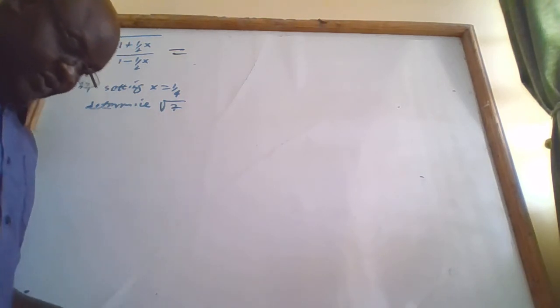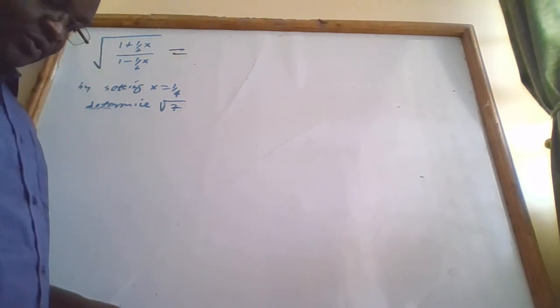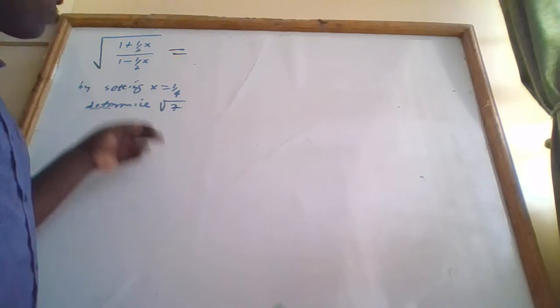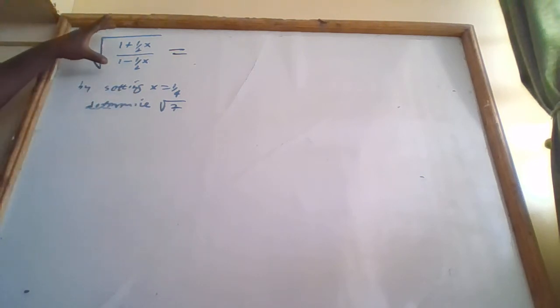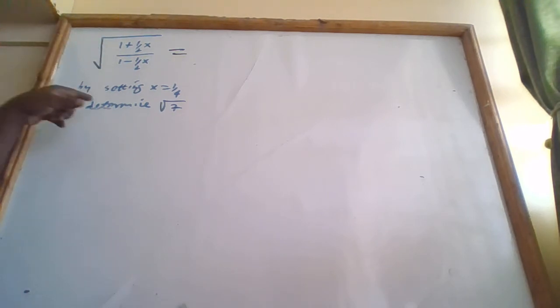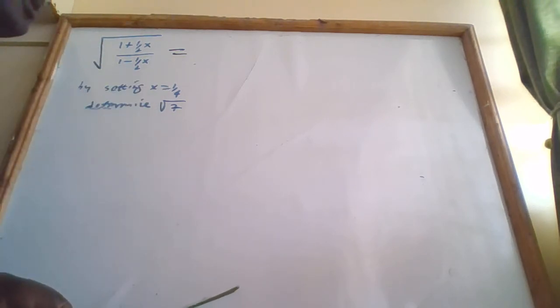So we have this question, 3b Roman 1. They want us to find the first three terms in the binomial expansion of this. That's Roman 1. Then Roman 2, by setting x equals 1 over 4, they want us to determine root 7.